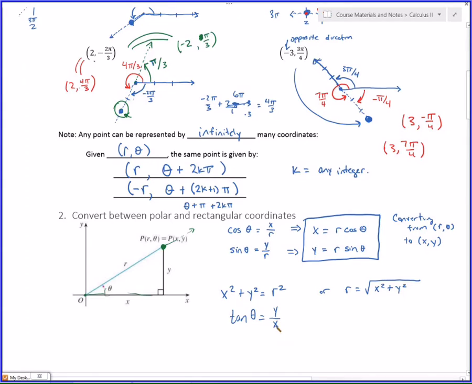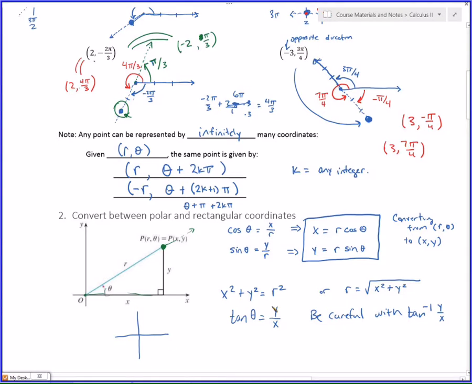If you know y and x, then you know that tangent of theta is going to be some number, y over x, whatever you get there. Now you've got to be careful with this guy, the tangent inverse function. And here's why you've got to be careful.